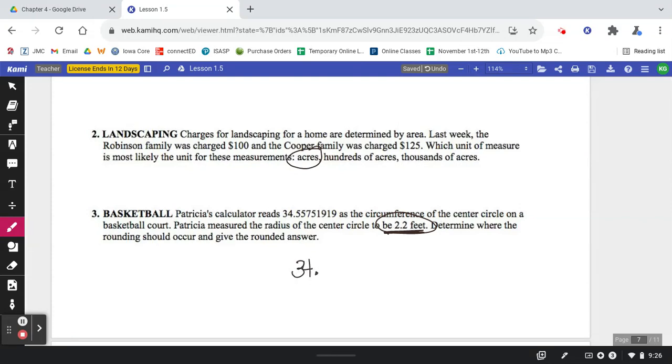So we're going to use 34 point, and then I look at the 5, and there's a 5 behind it. So I'd want to round up to 6. And again, I want to keep my answer to be accurate like hers. I only want to use 1 decimal place. So the answer should be 34.6.